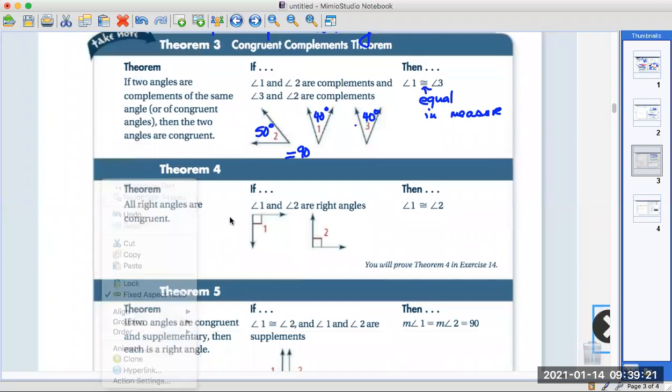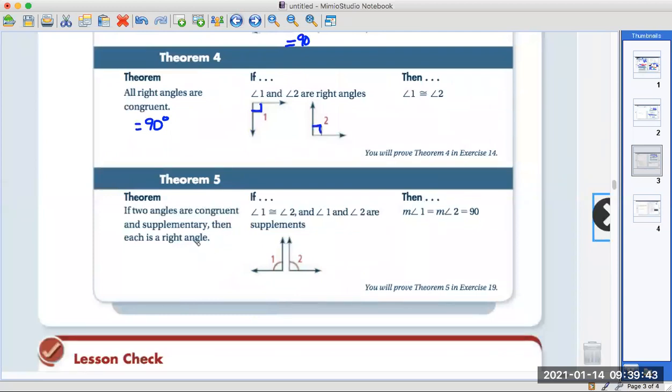Remember the symbol for a right angle is this little corner, yeah? It says all right angles are congruent, right? That makes sense because all right angles are 90 degrees. So if 1 and 2 are right angles, then 1 must be congruent to 2. Makes sense, okay?